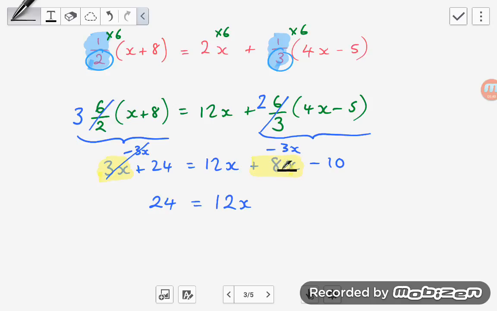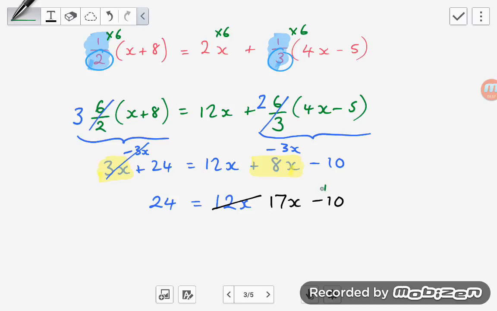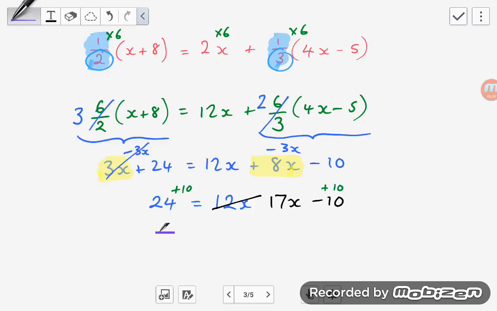So I've actually got, let's take that out, 12x plus the 8x, take away the 3x, is 17x minus 10. And then finally, let's add 10 to both sides. And we're left with 34 equals 17x. And 17 goes into 34 twice. Okay, there are your 3 examples.